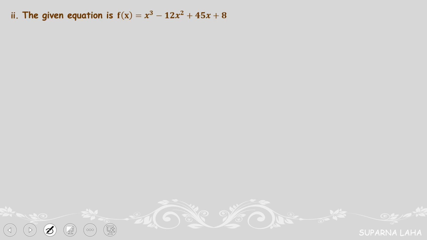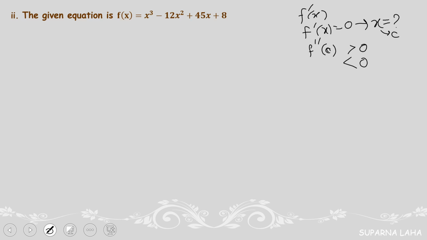Step by step, solve it. First step is find f dash x. Second step is find the value of c, that is, if f dash x is 0 then find the value of x, and then f double dash c. If this value is c, then we need to check if f double dash c is greater than 0 or less than 0. If it is greater than 0, that means this is positive, so a minimum value exists. If it is less than 0, then a maximum value exists. So firstly find the second derivative, do it yourself and then check the solution.